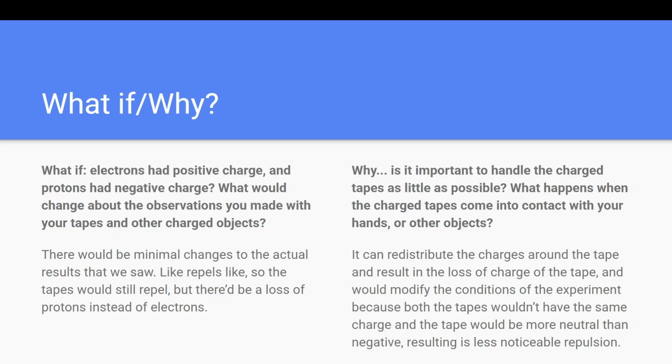Why is it important to handle the charge tapes as little as possible? When the charge tapes come into contact with your hands or other objects, it can redistribute the charges around the tape and result in the loss of charge of the tape, and would modify the conditions of the experiment, because both the tapes wouldn't have the same charge, and the tapes would be more neutral than negative, resulting in a less noticeable repulsion distance, a smaller number than 3.2 as shown earlier.